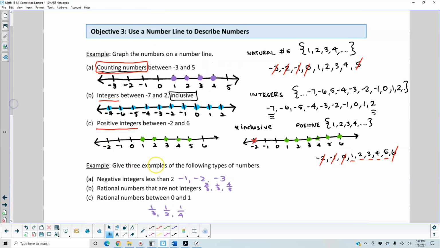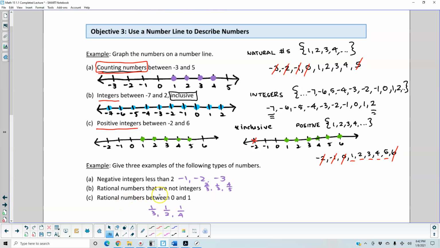Okay, next it says, give 3 examples of the following types of numbers. Part A, negative integers less than 2. Well, -1, -2, and -3 are numbers that are less than 2. Part B, rational numbers that are not integers. Well, 2/3 is not an integer, 1/3 is not an integer, and 4/5 is not an integer, but they are rational numbers. They can be written as fractions.